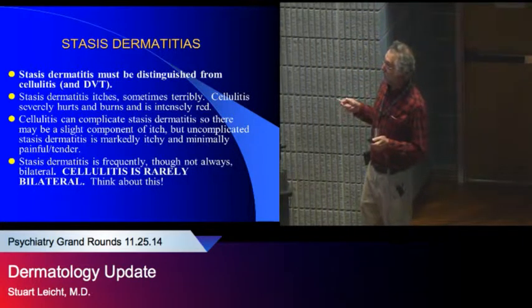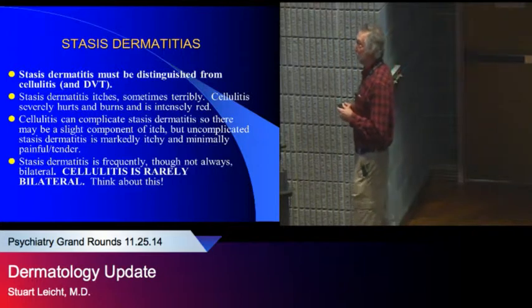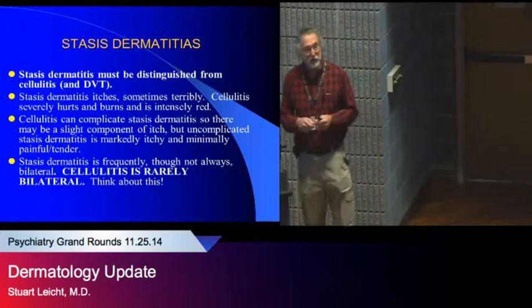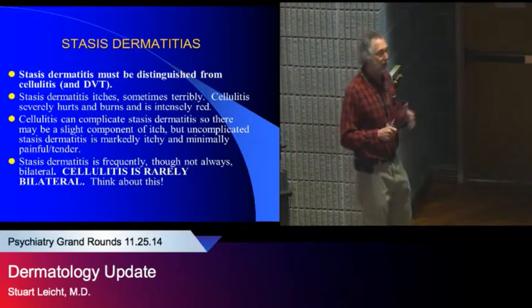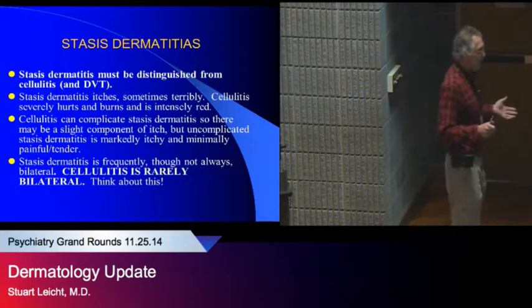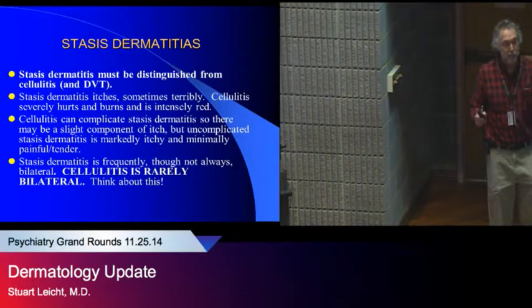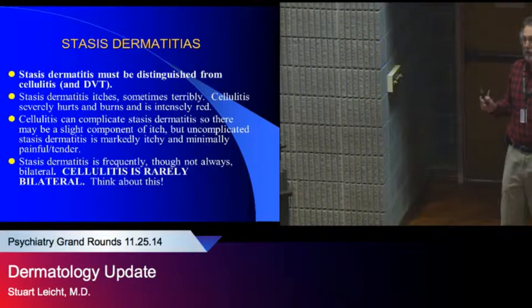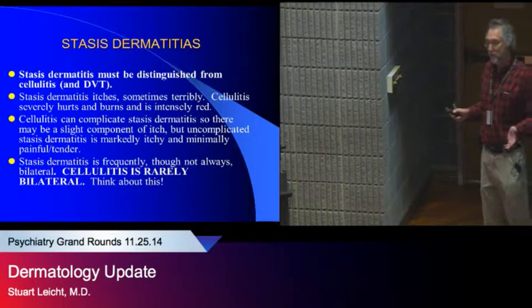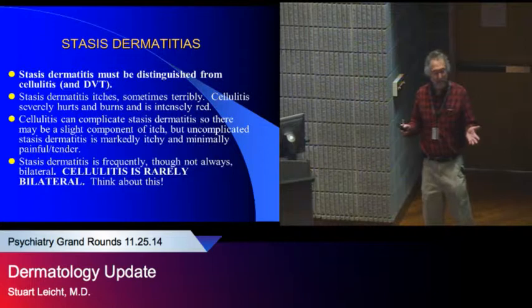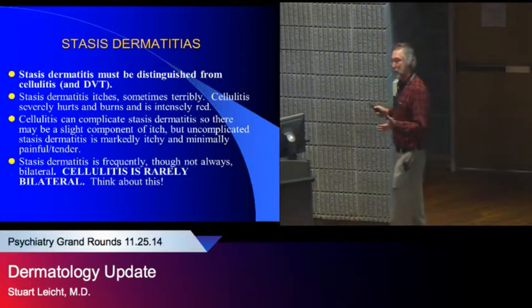So stasis dermatitis is frequently, though not always, bilateral. Cellulitis is rarely bilateral. I see this over and over again, and it drives me crazy that I get patients that are admitted to the hospital with bilateral cellulitis. Dr. Moorman may disagree with me. I don't know. But think about it.